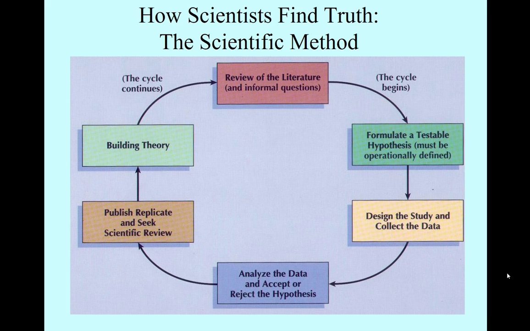Okay, if scientists are after truth, what is this great method you're talking about, Professor? Well, the method is called the scientific method. It can also be called the empirical method. And it works in this circle, as you see on this slide. This slide is from an Intro to Psychology textbook.